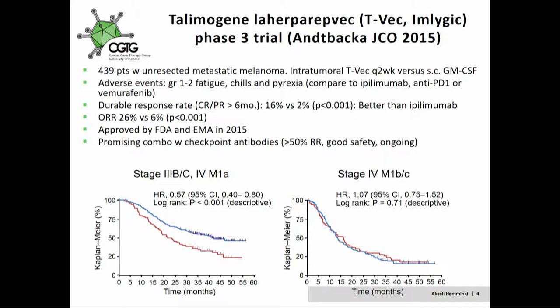So all patients had metastatic melanoma, and the main endpoint was durable response rate, so a response lasting at least 6 months, which was positive, and also the more conventional overall response rate was better in the oncolytic virus treated group. But as you can see from the overall survival data, there were basically two types of patients. So these stage three patients, they had locally advanced, locally progressing disease, while these stage four patients, they had deep metastasis in the liver or lungs. So you can see that it was only these locally advanced patients basically which were receiving the overall survival benefit.